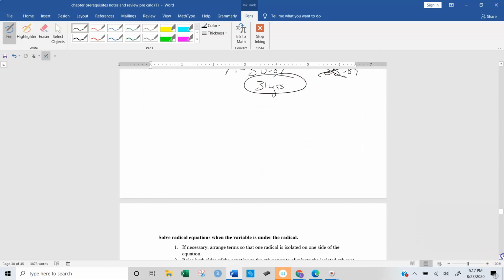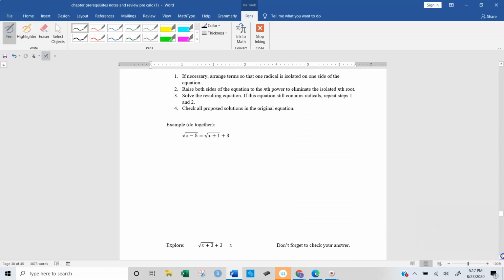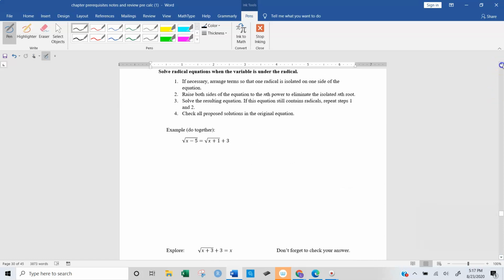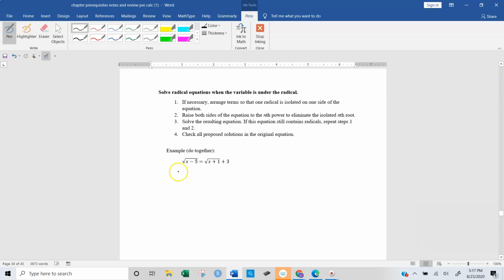I hope you did well. All right, we're getting close. Now we have to solve radicals. This problem actually started out like this: the square root of x minus 5 minus the square root of x plus 1 equals 3.